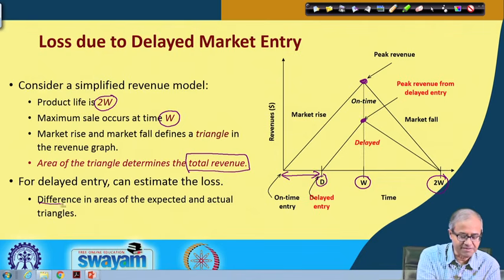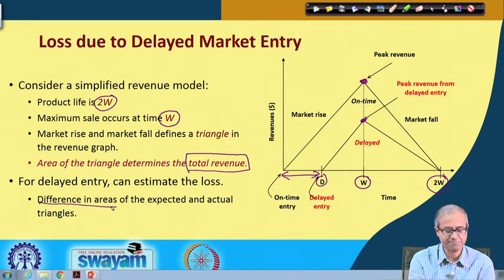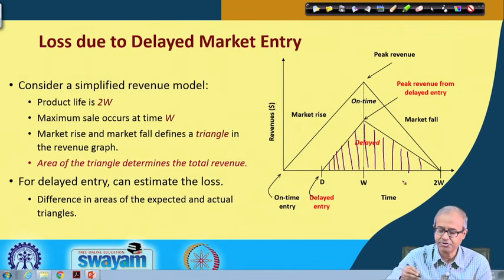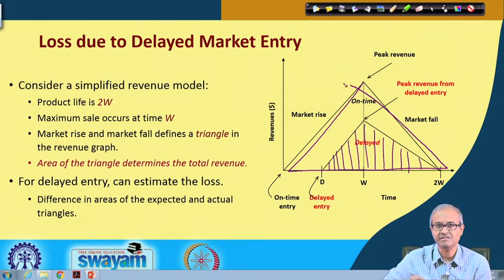So there will be a difference in the area of the expected and the actual triangles. Your actual triangle area will be only this much, but your expected area was the area of this whole larger triangle. So it is naturally much less in this case because of the delayed launch.